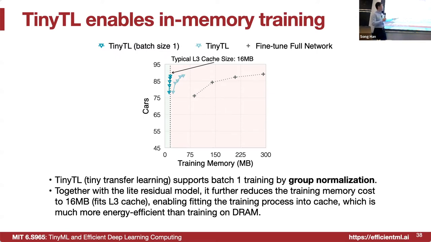So that we can further reduce the memory from 300 megabytes to within 16 megabytes. So 16 megabytes makes it very easy to fit in L3 cache, to fit in SRAM, okay? Enable deep learning training or fine-tuning to fully reside locally in the cache without going to off-chip DRAM access, okay? So that can drastically improve the efficiency and reduce the training memory.